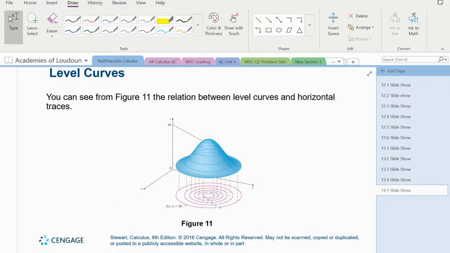So we can look at Figure 11 to see the relation between level curves and the horizontal traces that we used in section 12.6. The level curves of f of x, y equals k are just the traces of the graph of f in the horizontal plane z equals k projected down onto the xy plane. So if you draw the level curves of a function and visualize them being lifted up to the surface at the indicated height, then you can mentally piece together a picture of the graph. The surface is going to be steep where the level curves are close together, and it's somewhat flatter when they are farther apart.